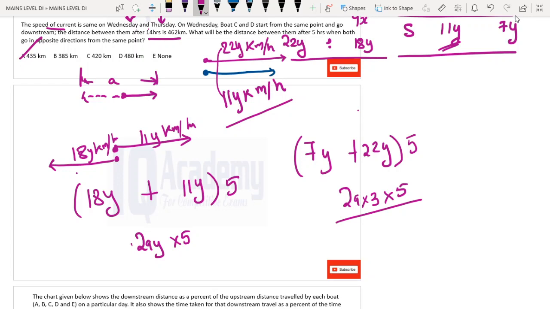So remember one thing, for these kinds of questions, we do not need to know who is traveling in the upstream direction and who is traveling in the downstream direction, because the relative speed will be the same for both. Okay, so we can find the answer. The answer for this question is 435 km. We'll move to the next question.